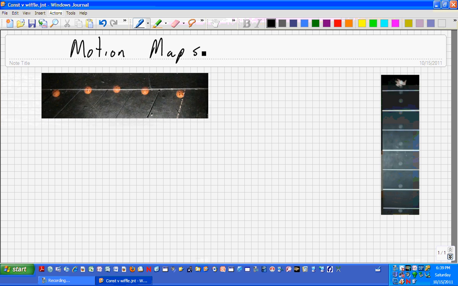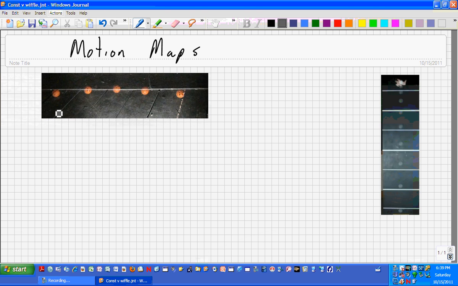A motion map is a lot like a strobe light picture. What you do is you see an object when the strobe light is on, and then the strobe light goes off and you don't see the object and it does something, maybe moves, and then the light comes on again and you see it in a new position. Very similar to these pictures that I've posted here.